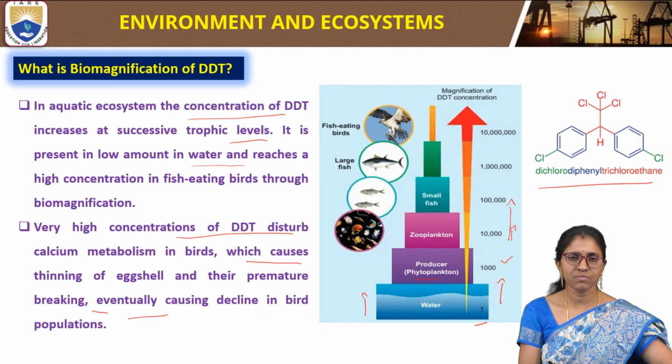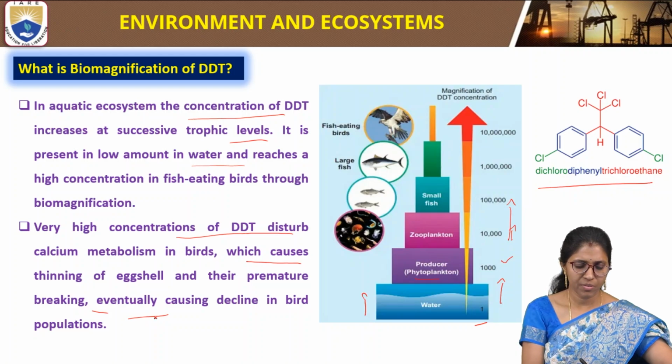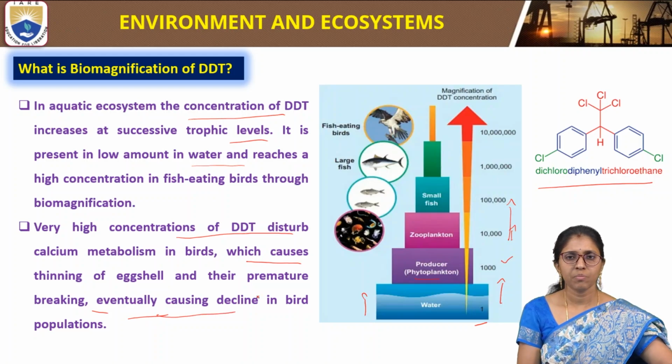Because of this very high concentration of DDT in fish eating birds, it affects the calcium metabolism in birds, which causes the thinning of eggshells. Then it leads to their premature breaking. So eventually this will cause the bird population to decrease. So this is about biomagnification of DDT.